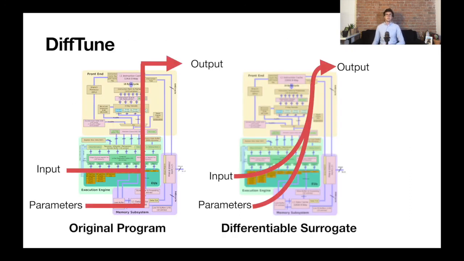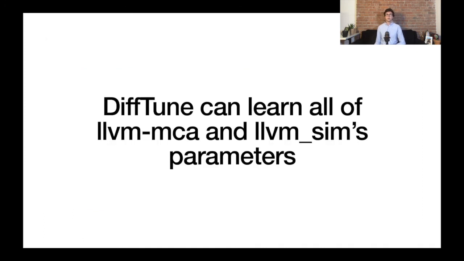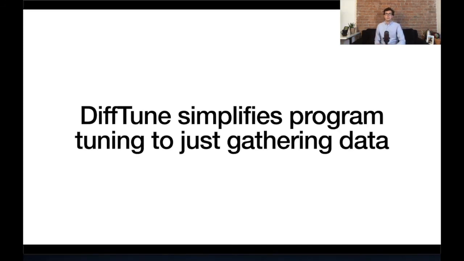So in conclusion, we present DiffTune, a program tuning algorithm and implementation that learns a differentiable surrogate of a given non-differentiable program, and then optimizes the program's parameters using gradient descent through the differentiable surrogate. Given a microarchitecture-independent simulator sketch, like LLVM-MCA, DiffTune can learn all of its parameters to equivalent or better accuracy as the hand-tuned defaults. So what does this all add up to?